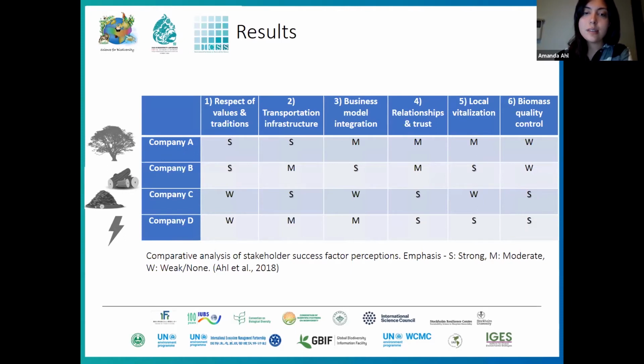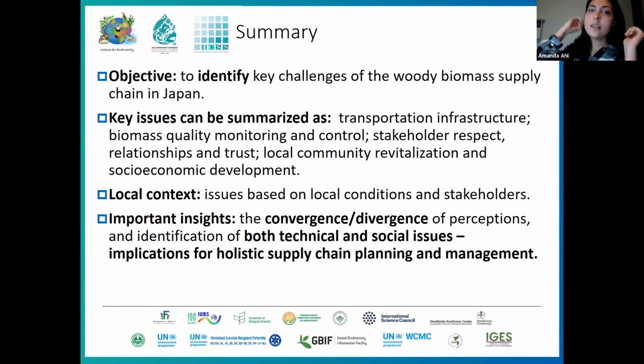I think this is really related to biodiversity as well, especially in terms of values and traditions and local vitalization. By connecting these stakeholders in a better way, we could have the downstream supply chain people better understand the values and traditions and the need for sustainability in the forest, because this is definitely a divergence we saw in how people talked about the woody biomass supply chain. As a summary of this first part of my presentation, we identified key issues: transport infrastructure in the forest to actually take the wood out, biomass quality, stakeholder respect, relationships and trust, local community revitalization, and keeping money within the local community.